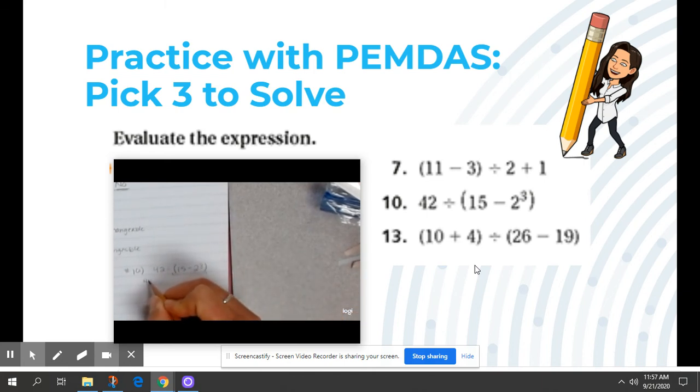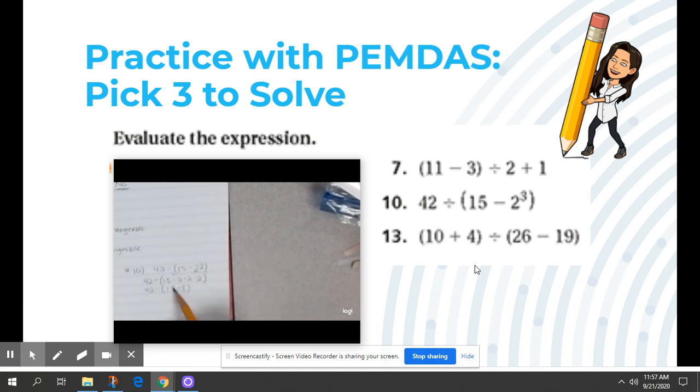So I'm going to rewrite the whole line, 42 divided by parenthesis 15 minus 2 times 2 times 2. Remember, 2 to the third, this is the base, so 2 is being multiplied to the exponent 3 times. So this isn't 2 times 3, it's 2 being multiplied 3 times. So 2 times 2 is 4, times 2 is 8. So this is 15 minus 8, and I'm going to drop everything down.